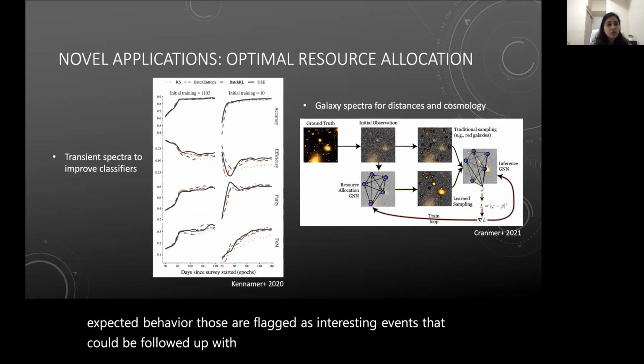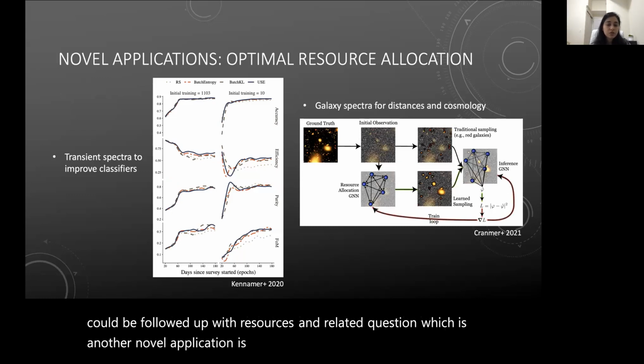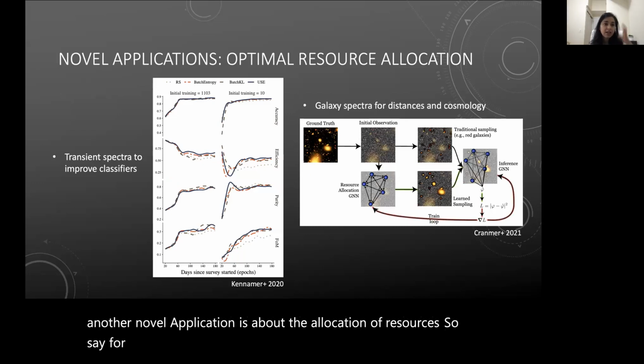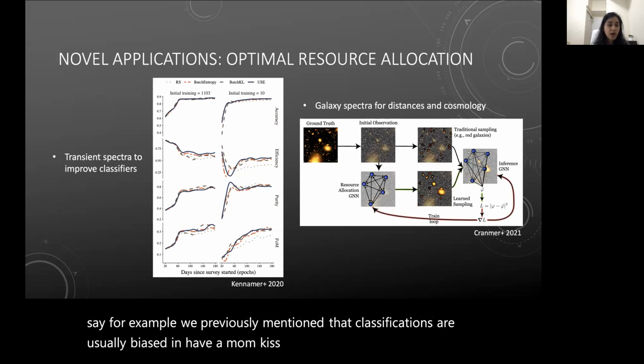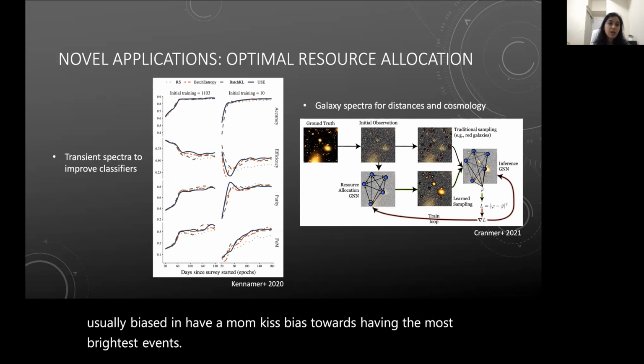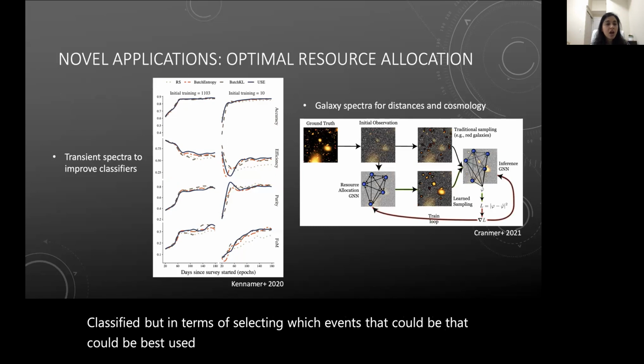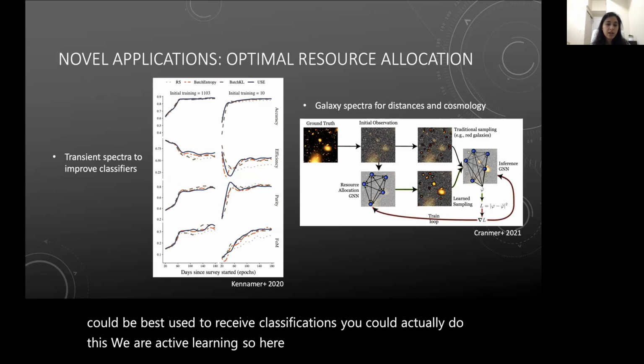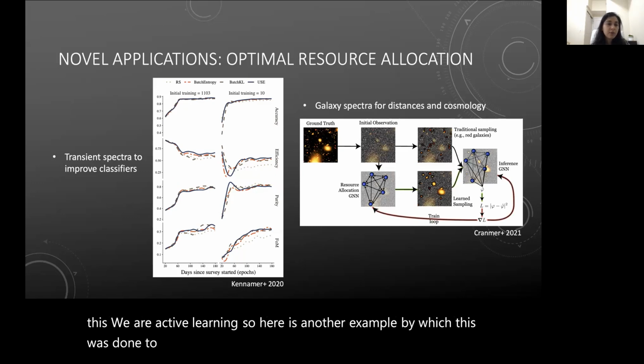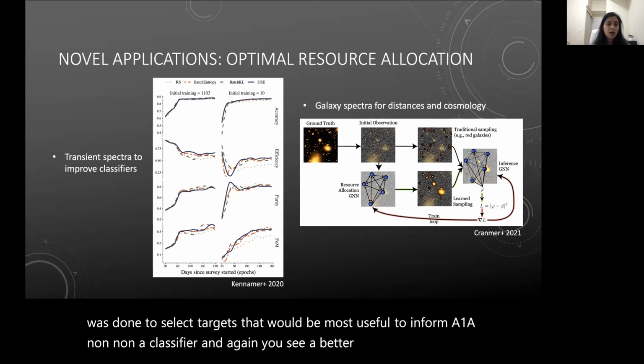A related question, which is another novel application, is about the allocation of resources. Say, for example, we previously mentioned that classifications usually have a Malmquist bias towards having the brightest events classified. But in terms of selecting which events could be best used to receive classifications, you could actually do this via active learning. Here's another example by which this was done to select targets that would be most useful to inform a type Ia versus non-Ia classifier. And again, you see a better performance as opposed to a random strategy.